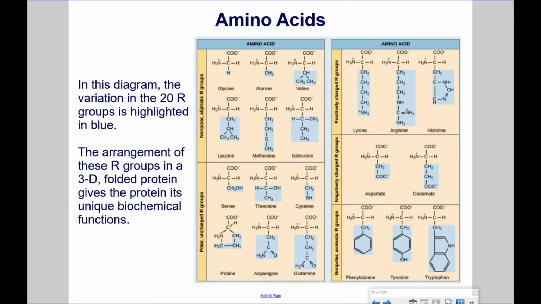amino acids. In this diagram, the variation in the 20 R groups is highlighted in blue. The arrangement of these R groups in a 3D folded protein gives a protein its unique biochemical functions.